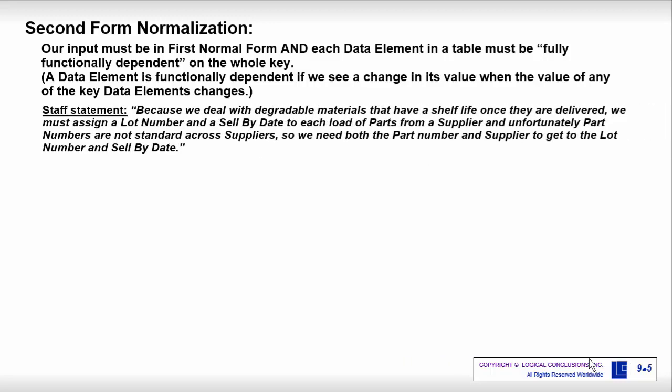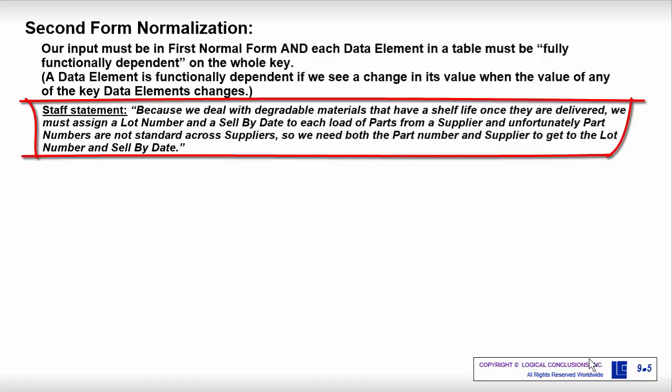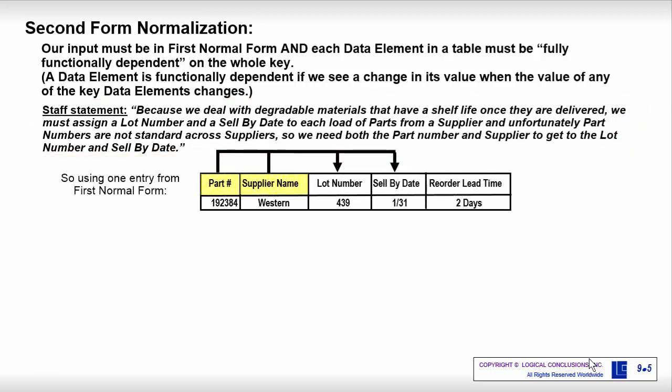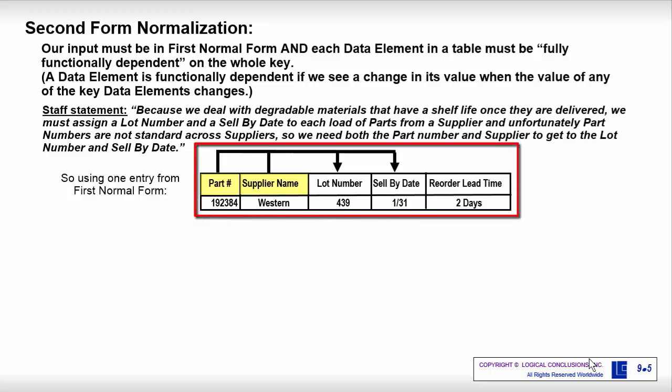The staff statement says, because we deal with degradable materials that have a shelf life once they're delivered, we must assign a lot number and a sell-by date to each load of parts from a supplier. And unfortunately, part numbers are not standard across suppliers, so we need both the part number and supplier to get to the lot number and sell-by date. So using the relevant set of data from first form normalization, we can display the result of that statement. The image shows that the keys part number and supplier name are needed to get to lot number and sell-by date.